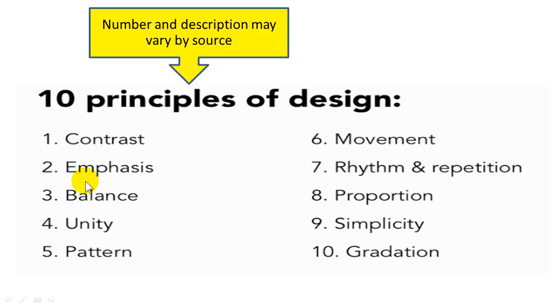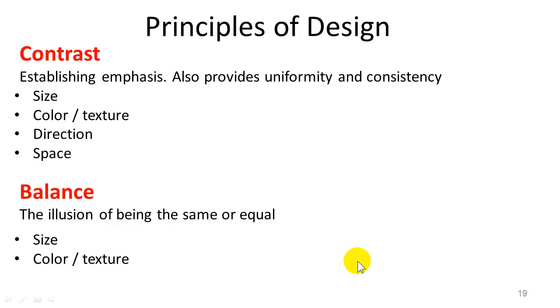There are 10 basic principles: contrast, emphasis, balance, unity, pattern, movement, rhythm, repetition, proportion, simplicity, and gradation. Contrast. Contrast allows us to establish some kind of emphasis. It also provides uniformity and consistency. We will contrast size of things, size of type. We can contrast colors, directions, and space.